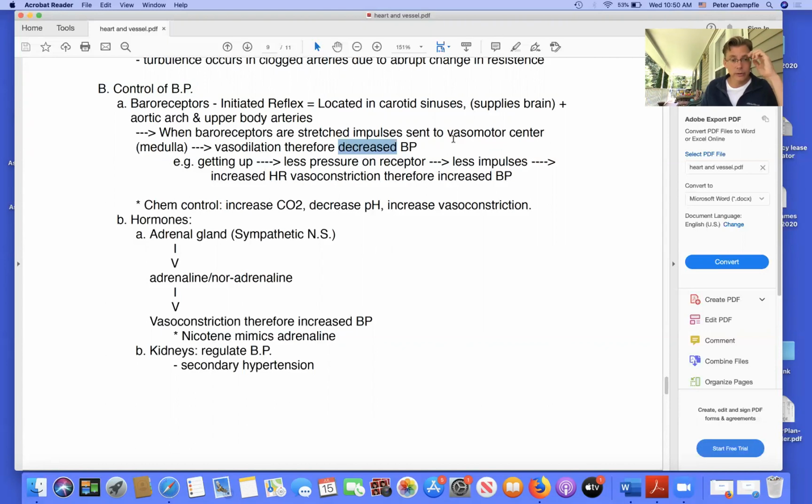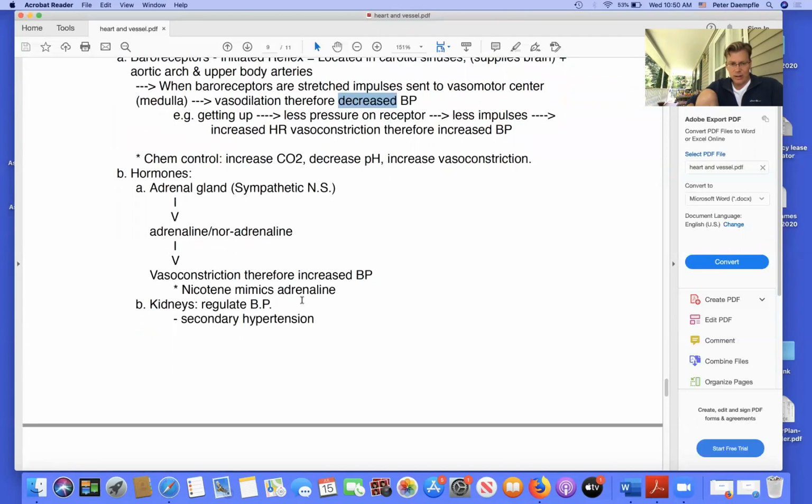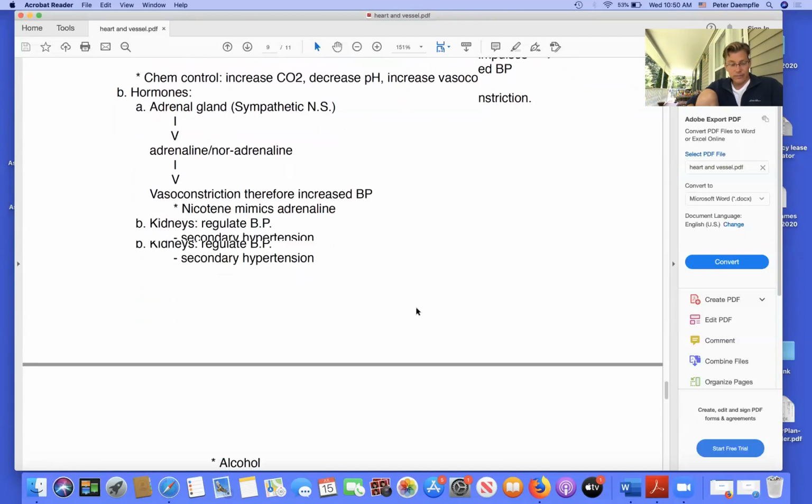Next thing is hormones, the adrenal gland. The adrenal glands give off adrenaline, noradrenaline, epinephrine, same thing, same term. And that vasoconstricts. If you vasoconstrict, you increase the pressure, like we said. Nicotine and caffeine mimic adrenaline and increase blood pressure.